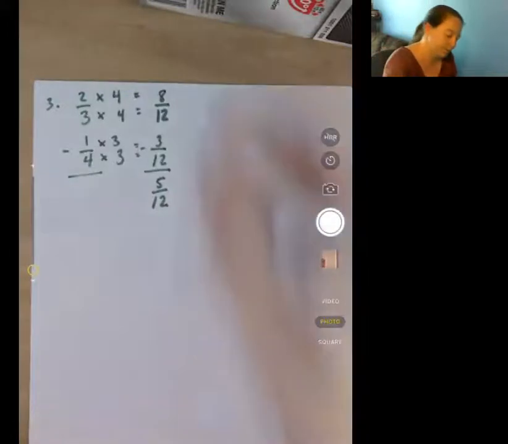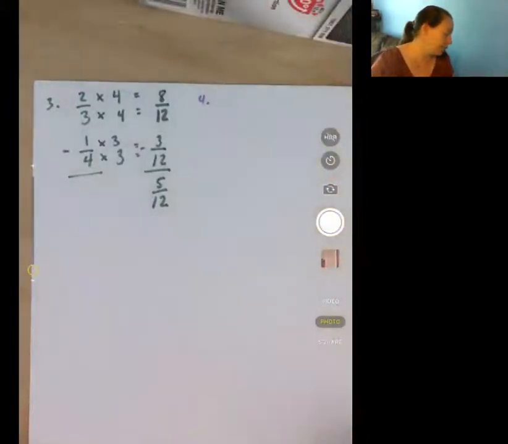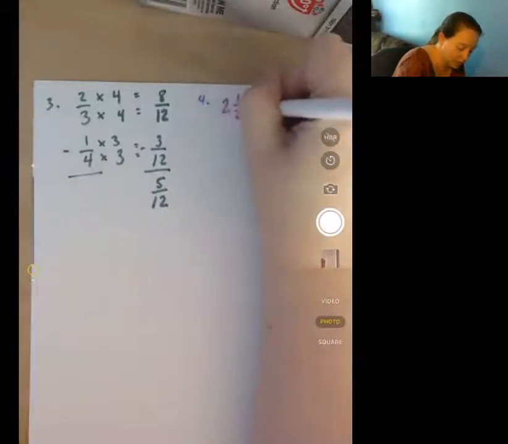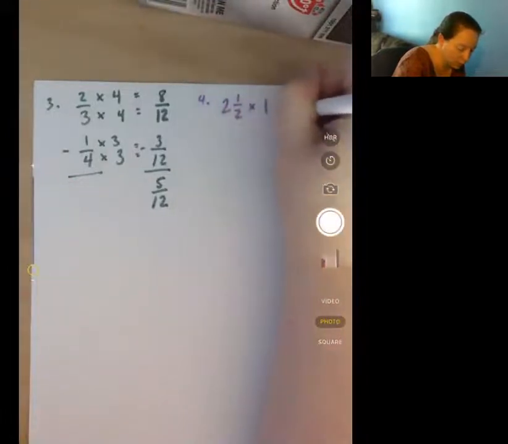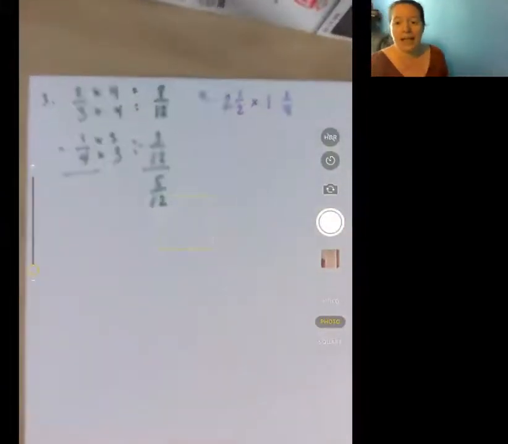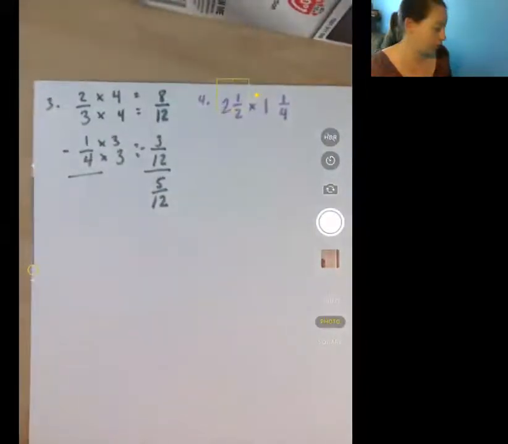Number 4. Alex buys 2.5 pounds of grapes. He buys 1 1/4 times as many pounds of apples as grapes. How many pounds of apples does Alex buy? So I have 2.5 times 1 1/4. I cannot multiply like that. I have to change them into improper fractions first.